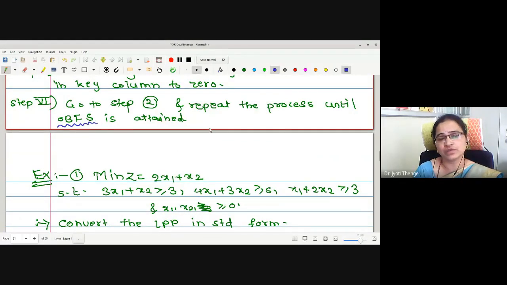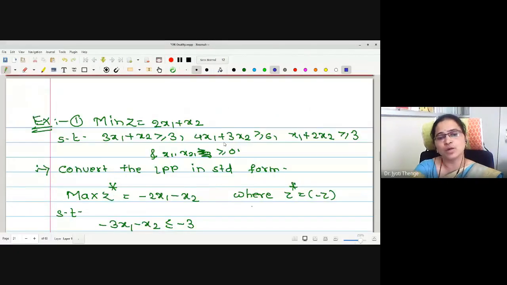We have optimal with us, that is, we already have all net evaluations non-negative. We have to think of the feasibility, that is, all entries in the xb column should be non-negative. Once we obtain this, we have to stop the process.